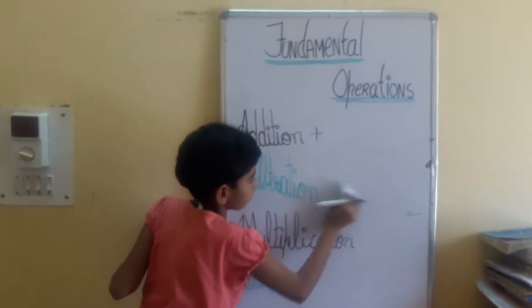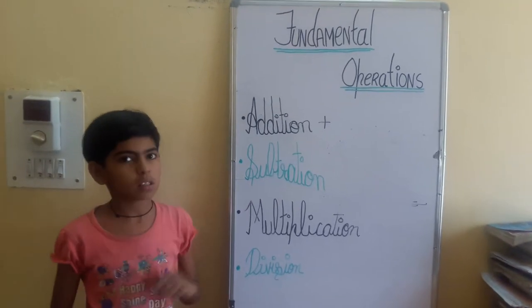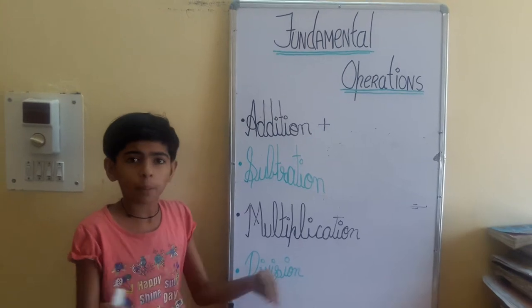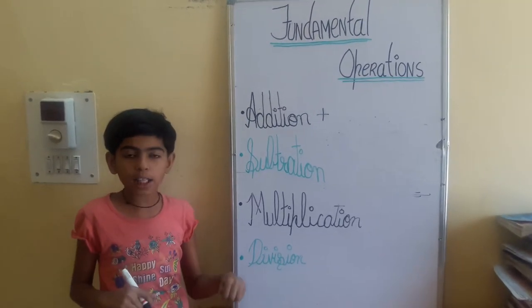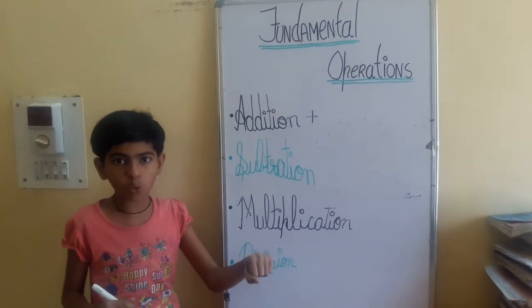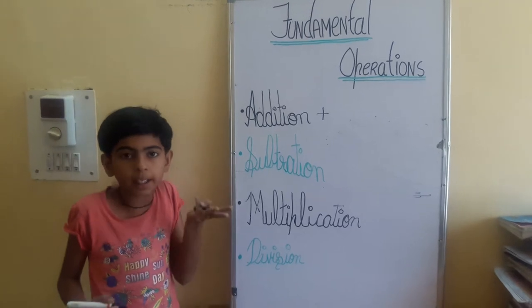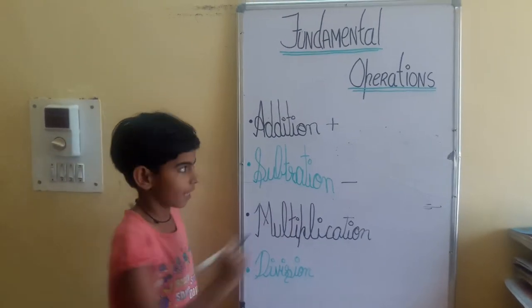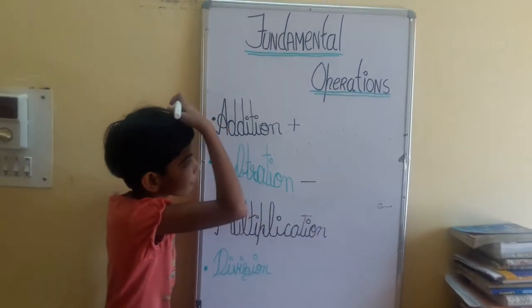So what is subtraction? Subtraction means that you have to minus. Just like you have 6 toffees and you have given 3 toffees to your sister. So you have only 3 toffees remaining. The symbol of subtraction is minus, like that. And some examples we will solve here.